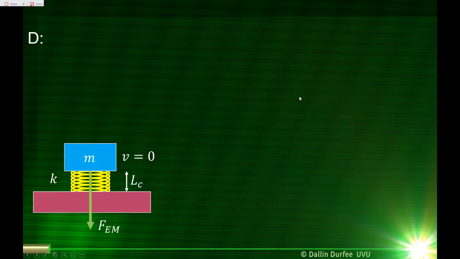Well, we have a similar diagram to what we had before. We have the mass sitting on top of a spring, which is compressed to a length LC. The initial velocity is 0. The spring has a spring constant K. The mass has a mass M. There are two forces acting on it initially. There's the force of the Earth on the mass, gravity, pulling it down. And then the force of the spring on the mass is pushing it upwards.